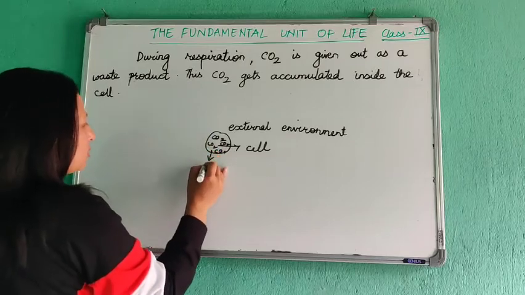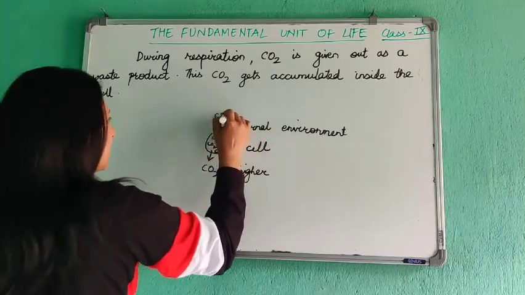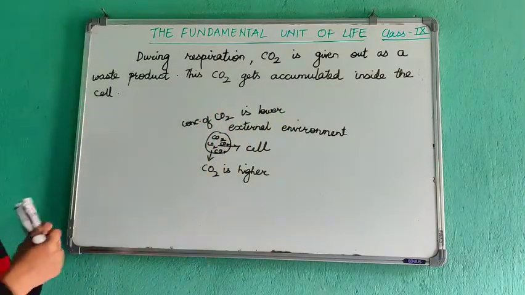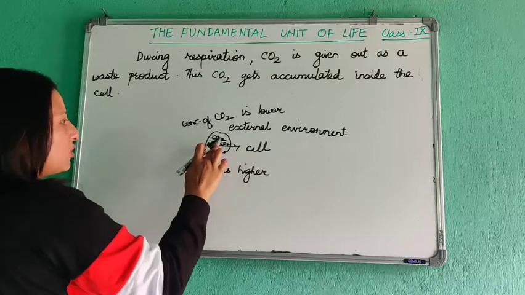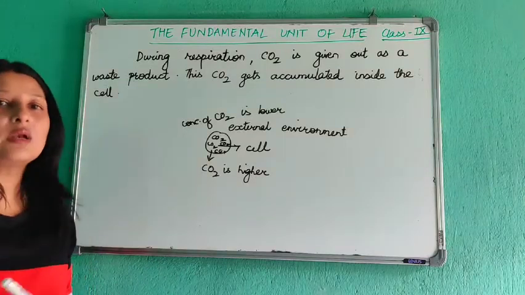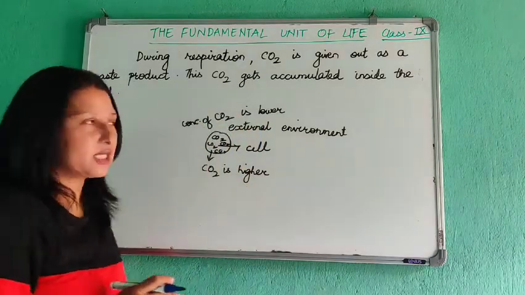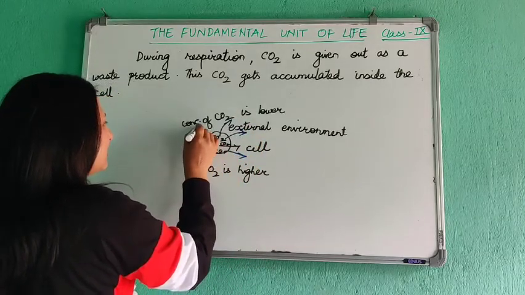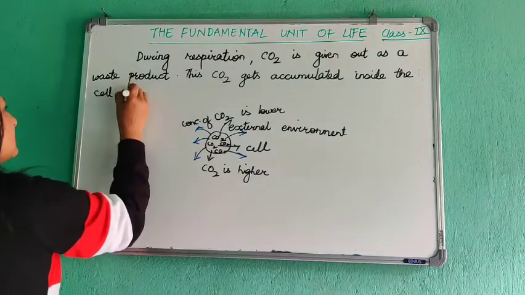Inside, the concentration of carbon dioxide is higher, whereas in the external environment the concentration of carbon dioxide is lower. So inside is higher, outside is lower. As we said, in diffusion a substance moves from a region of higher concentration to a region of lower concentration. Here the substance is carbon dioxide. So inside the cell the concentration of carbon dioxide is higher, outside it is lower. As a result carbon dioxide will move out of the cell like this, and it will be expelled.